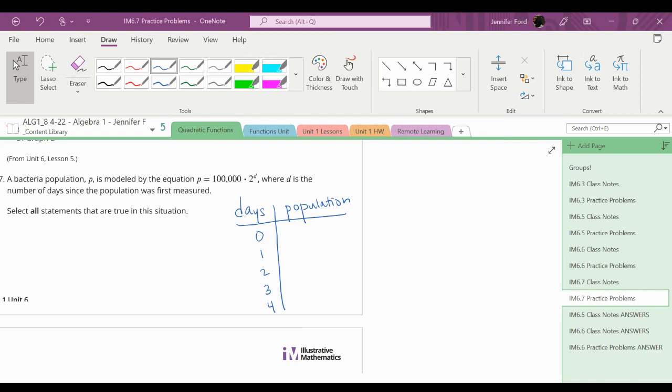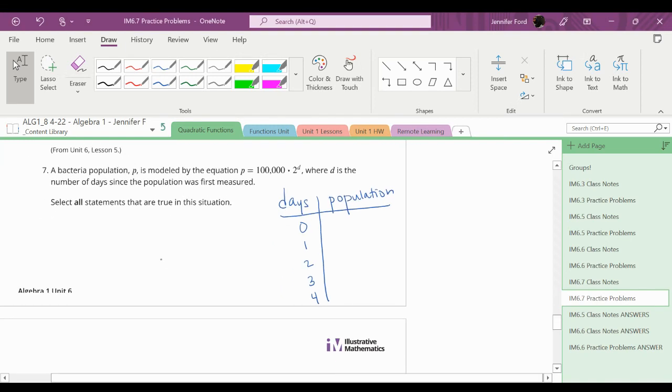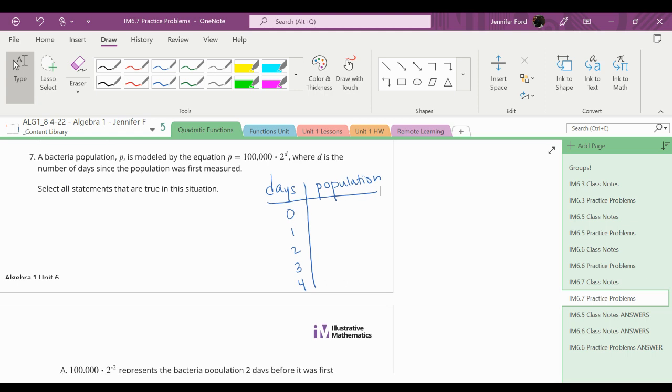Hi, everybody. I feel like number 7, people are going to have questions, so I'm making the video. A bacteria population P is modeled by the equation P equals 100,000 times 2 to the power of D, where D is the number of days since the population was first measured. Select all statements that are true.